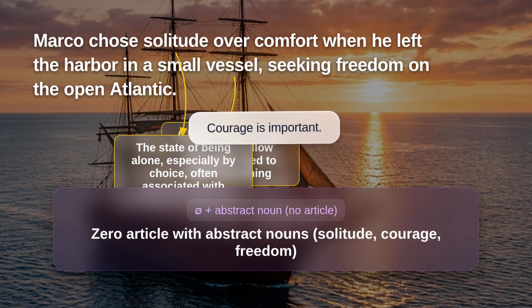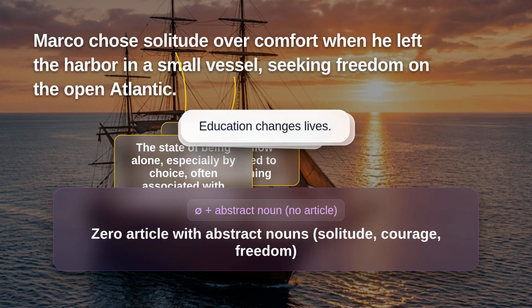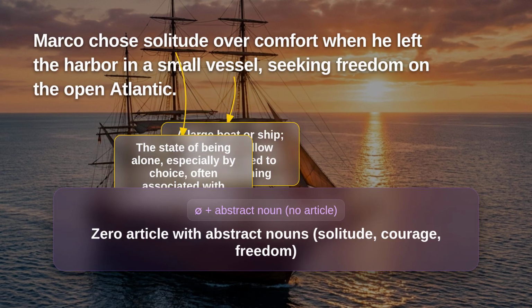Courage is important. Love is beautiful. Freedom is a human right. Education changes lives. In all of these, we are talking about the concept as a whole, not a specific example, so we use no article. Think of it this way. If you can replace the noun with the idea itself and it still makes sense, use no article. He chose solitude means he chose the general concept of being alone.